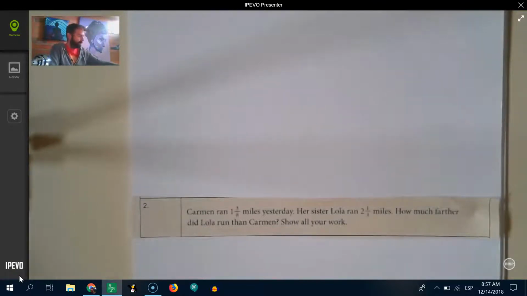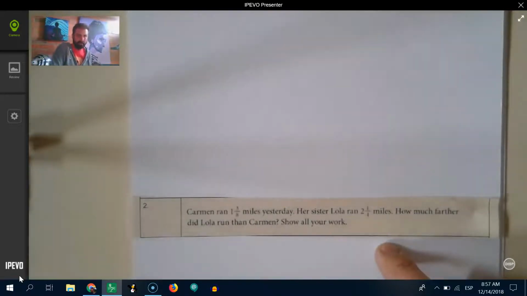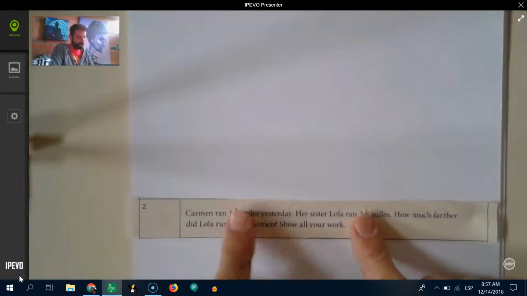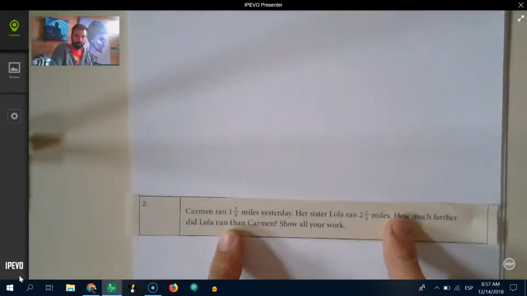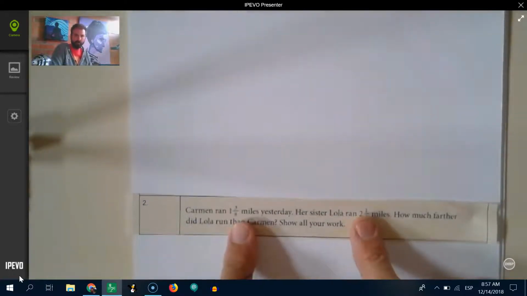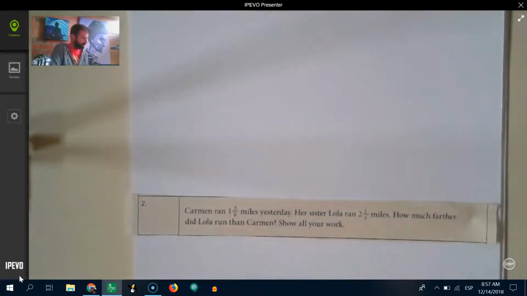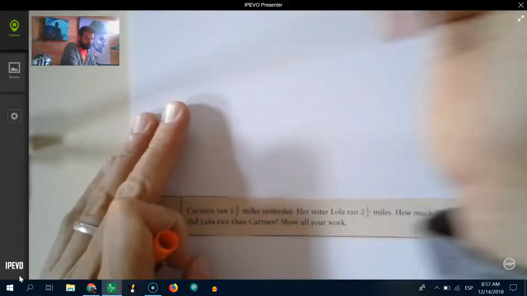Addition, subtraction, multiplication, division. I think this is going to be subtraction because we have 2 units and they're asking me to compare them and they want to know how much farther. So usually when we're comparing 2 things, that's subtraction. So I think that's going to be subtraction. So my equation is going to be 2.